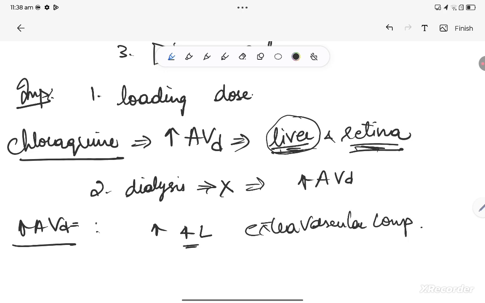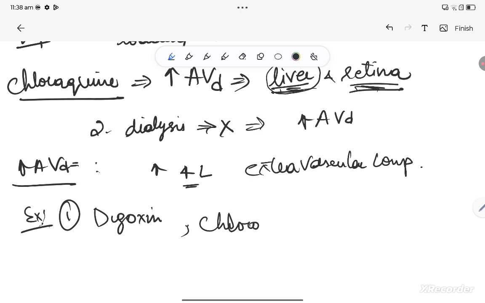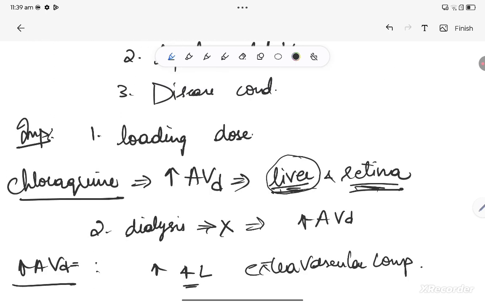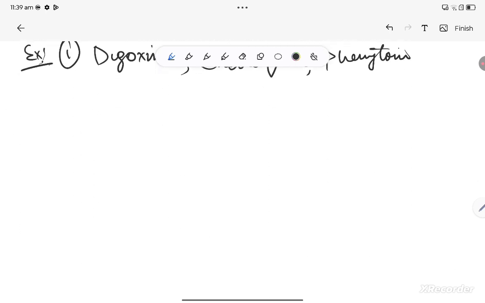Clear? In the same way, if it is very high, like chloroquine, it has a huge amount. There are certain drugs like that. One such is digoxin. Drugs with a high apparent volume of distribution include digoxin, chloroquine, and phenytoin. At least these three you have to remember. And this is the clinical significance of apparent volume of distribution. With this, we have finished one concept.